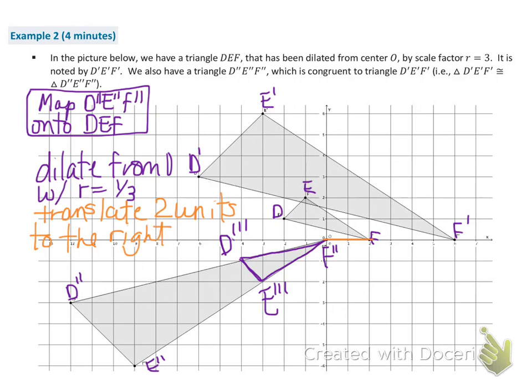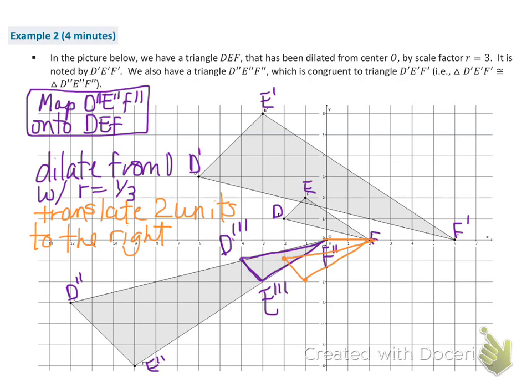Okay, and so everything's going to go 2 units to the right. So let's move these points here, and my D point is going to move 2 units to the right. So my new image is right here. All right, so now I've got an image right there.